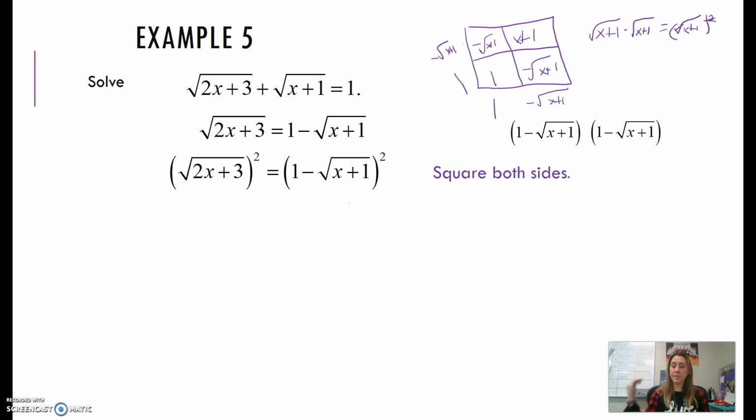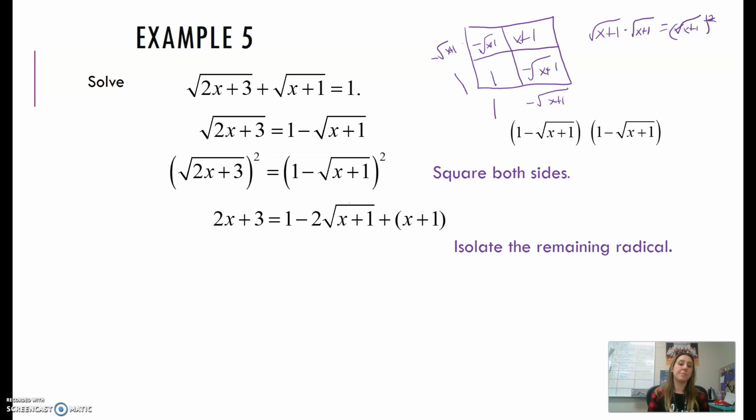So the negative times the negative gives me a positive, and then that undoes it, so I'm just left with what's underneath the radical. Okay, so now we have to combine our like terms. So a negative square root x plus 1 plus a negative square root x plus 1 is going to be a negative 2 square root x plus 1. These parentheses right here are just to show you that I took the whole thing underneath the radical. If I multiply by a 1, I get rid of the parentheses, so no worries there.